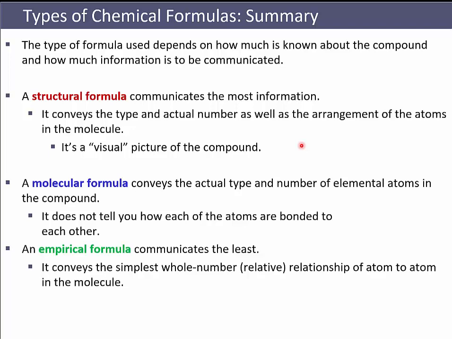And we'll get to what that looks like in 3 dimensions. Right now, we're just talking about a 2-dimensional representation. The molecular formula conveys the actual type and number of elemental atoms in the compound. It doesn't tell you how each of these atoms are bonded to each other.